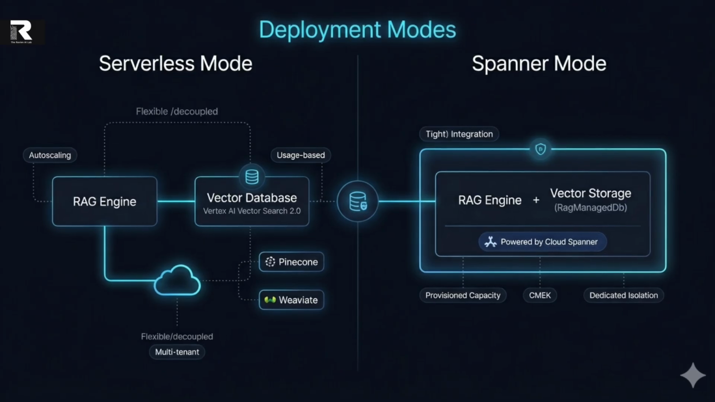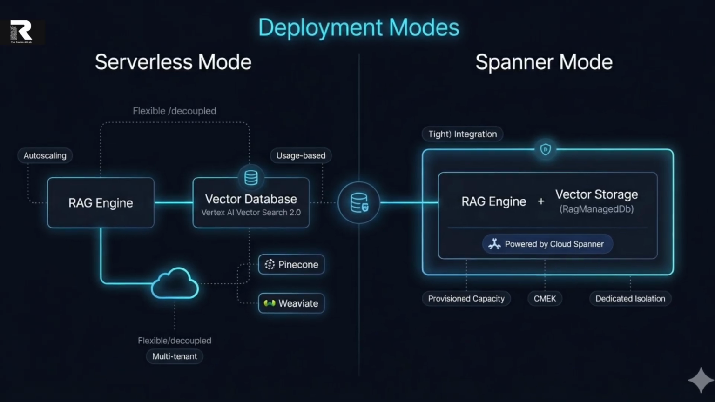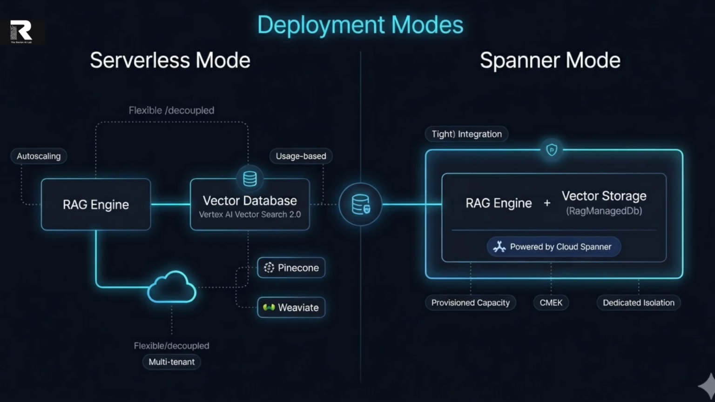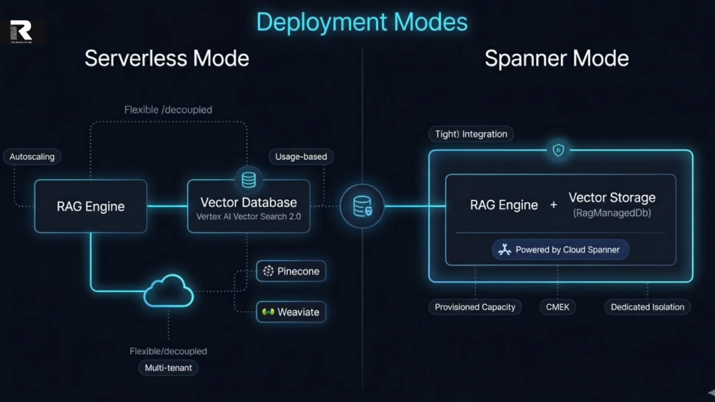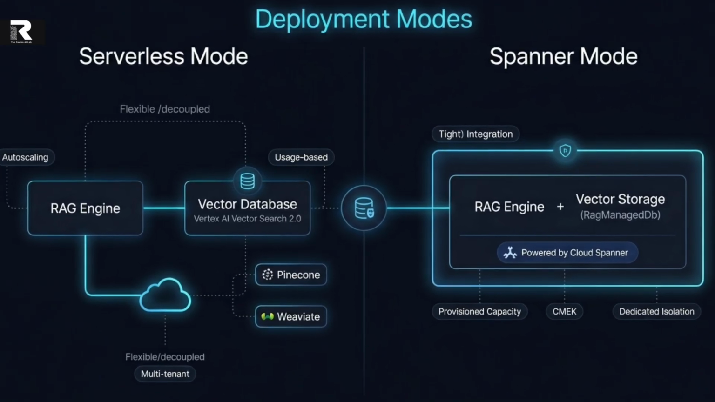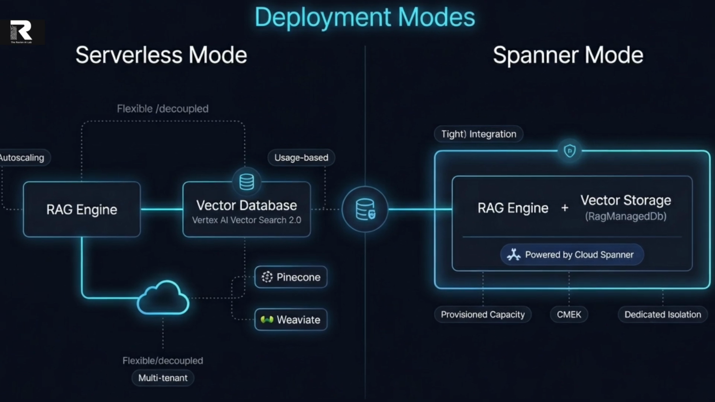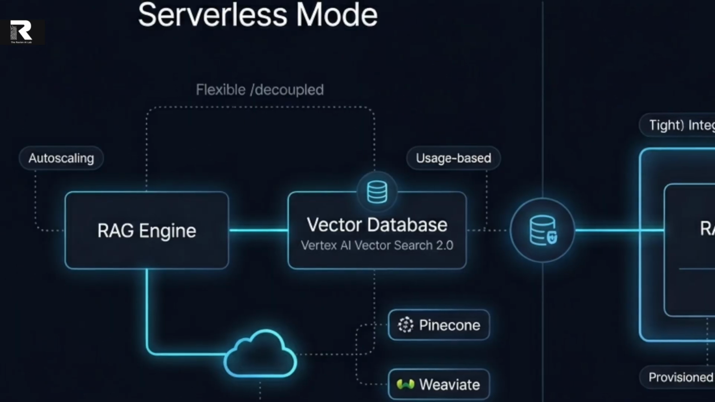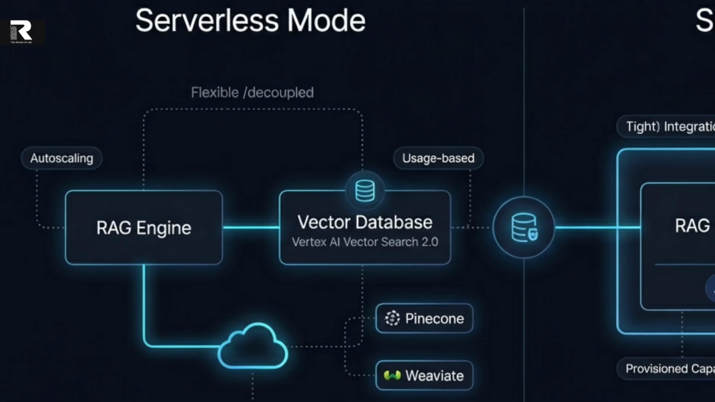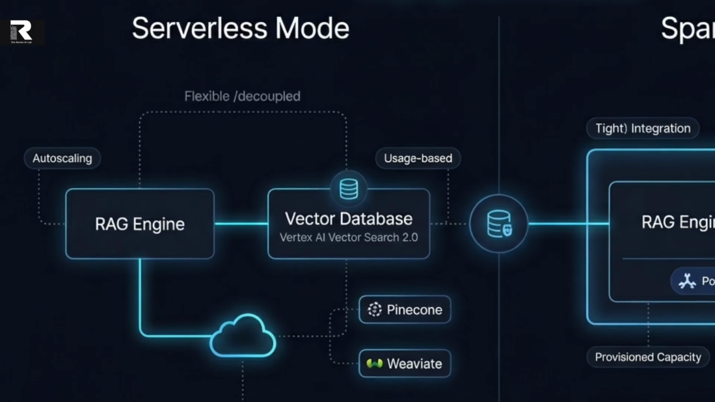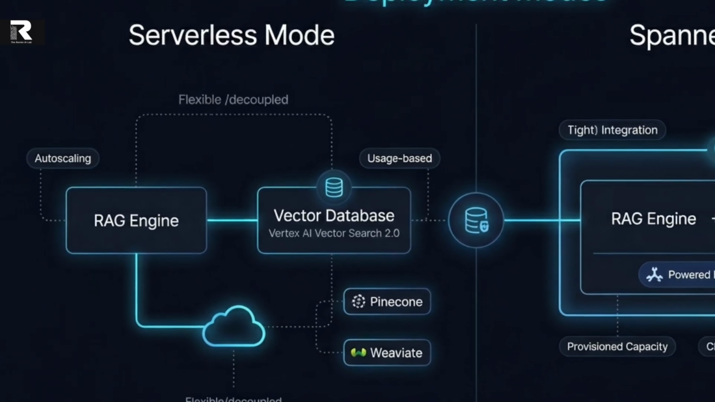Next, you'll need to choose your deployment mode. This is a critical architectural decision that impacts scalability, performance, and how your data is stored and secured. Serverless mode: agility and simplicity. Serverless is designed for teams that want to move fast without managing infrastructure.